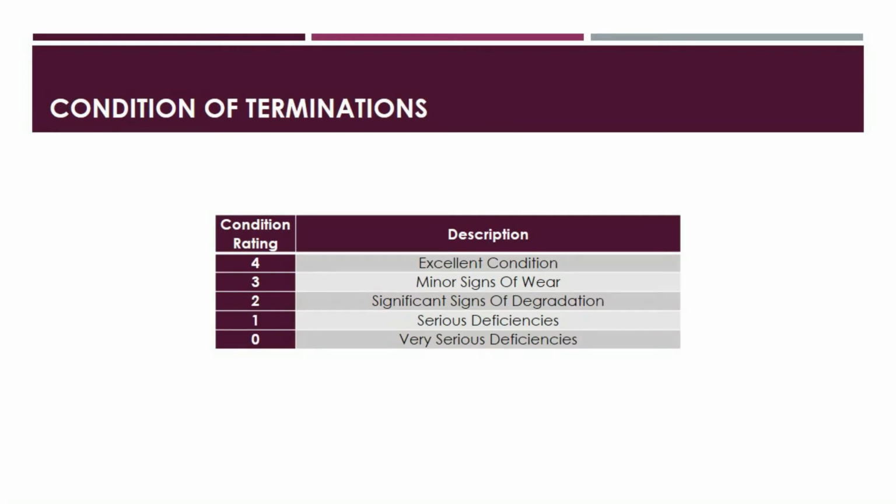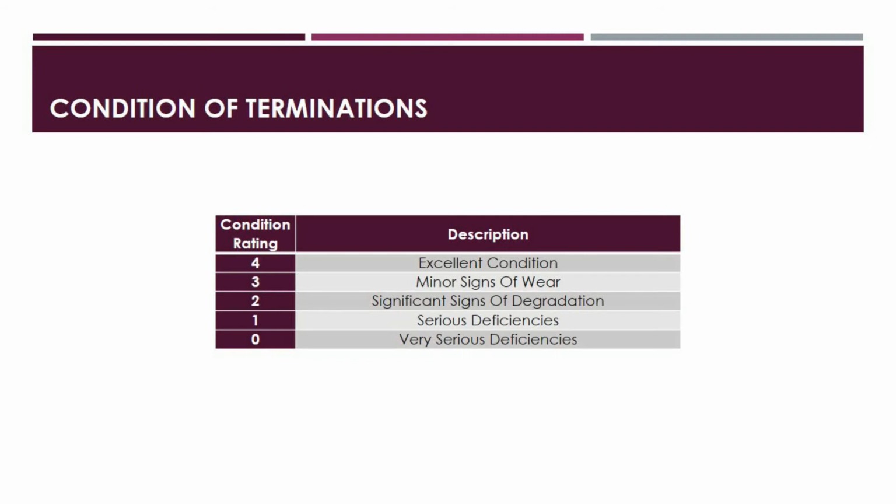The fourth category is the condition of terminations. For a rating of 4, it means that the terminations are tight, free from corrosion, and show no signs of overheating whatsoever. And the cables are adequately supported and impose no excessive loading on the switchgear during normal or fault interrupting duty. And for a rating of 3, it means that there are minor signs of wear with respect to what I have just described.